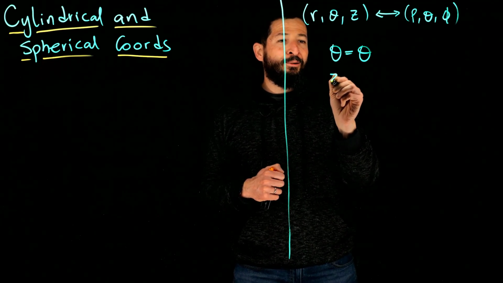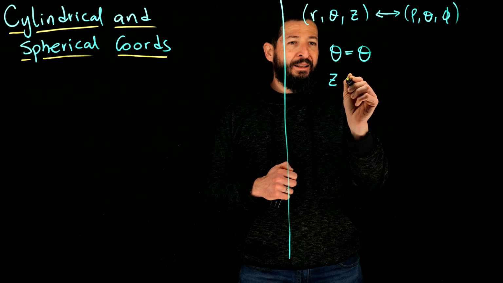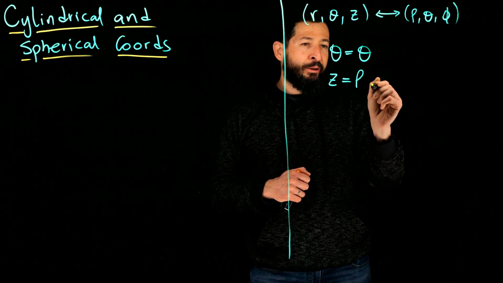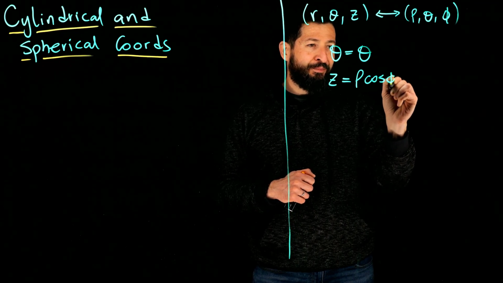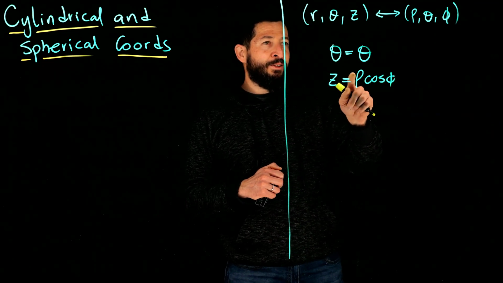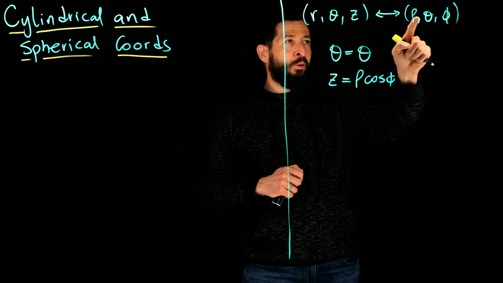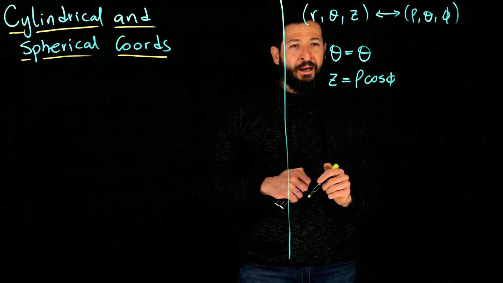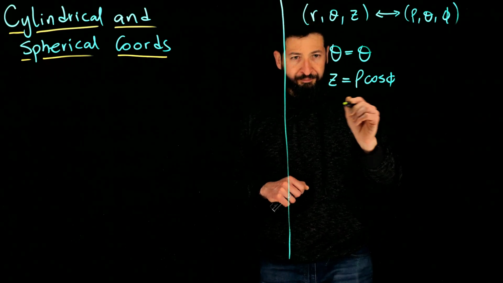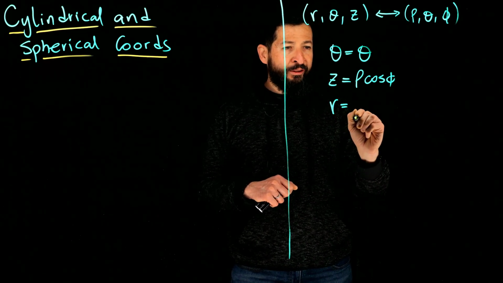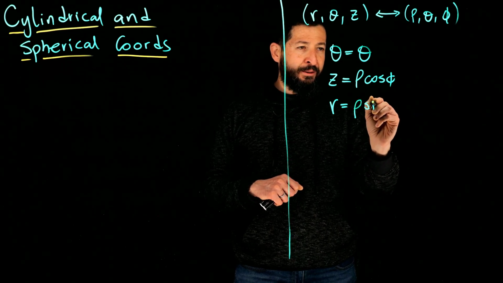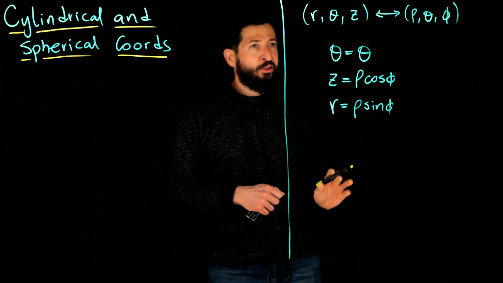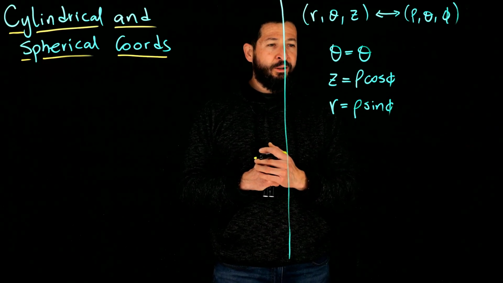You have to do nothing about it. But then z, you also had already a way to relate it, because you had that z was nothing but rho cosine of phi. So if you have the point rho, theta, phi, you already have theta and z right away. So how do you compute r? Well, r, remember we said, was rho sine of phi. I drew the picture a little bit earlier, so those equations should be straightforward.